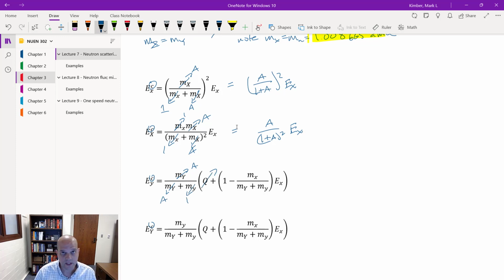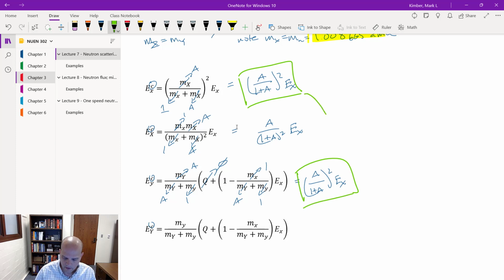My Q value in this case, as we said before, because it's elastic scattering, my Q value is 0. And I got this is 1, this is A, and this is 1. And I find that this is just going to be A over 1 plus A squared EX. And you see that it is the same as this one. So this is my energy. The top one is my energy of the neutron coming in, and the bottom one, this other green one, is the energy of the neutron leaving.